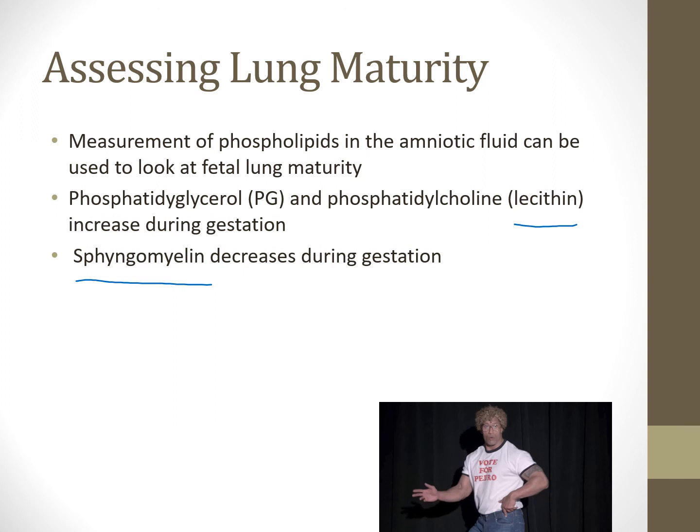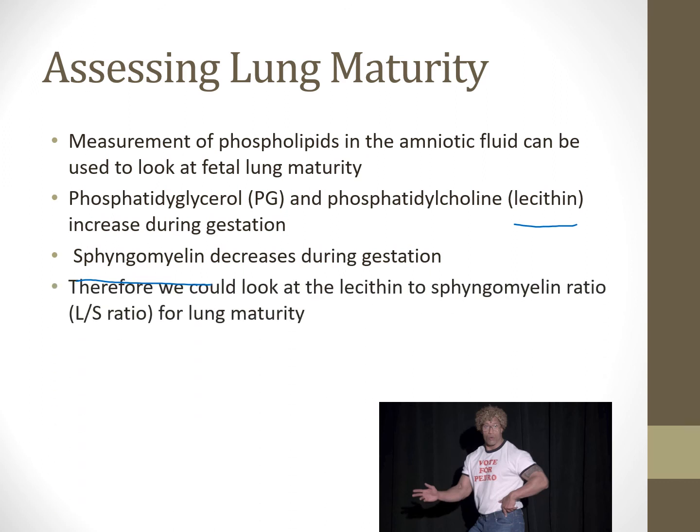All right, if we have a higher lecithin, which is maturity, to the S word, then if we have a higher LS ratio, that means we have more mature lungs. A lower LS ratio, and we'll go over examples here, means the less mature the lungs are, and the more we have to be prepared to possibly give surfactant at delivery or manage respiratory distress at delivery, and so on and so forth. So we can look at this ratio for lung maturity. I'm getting ahead of myself here.